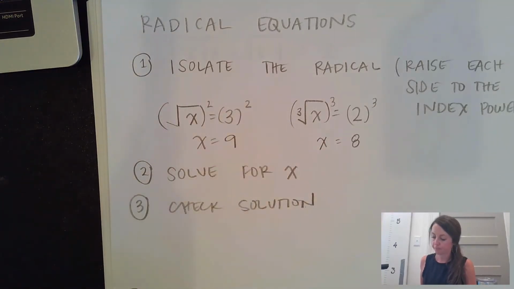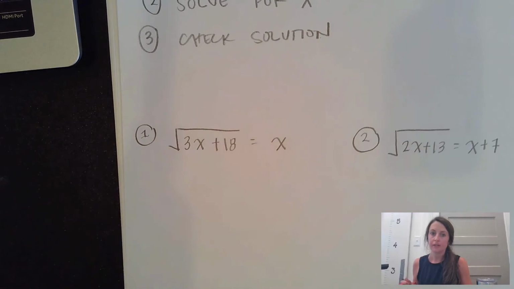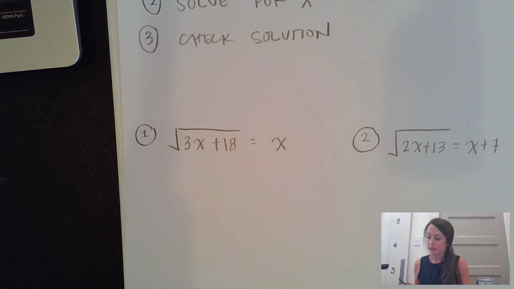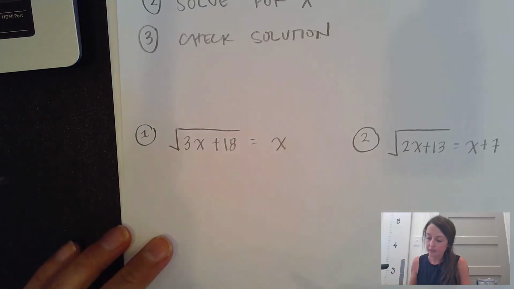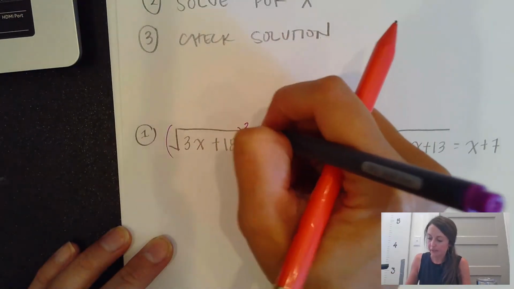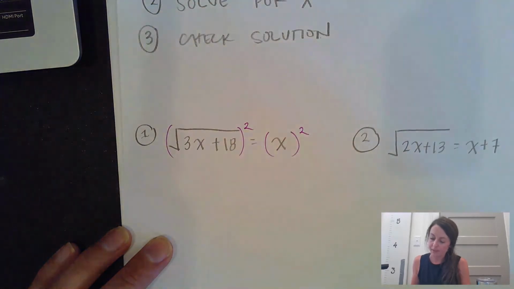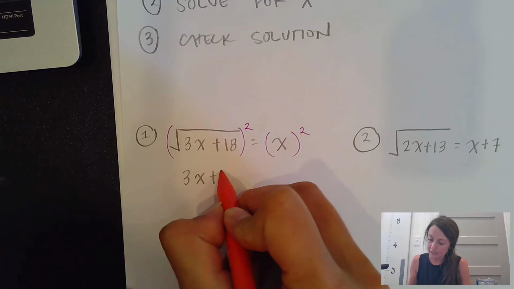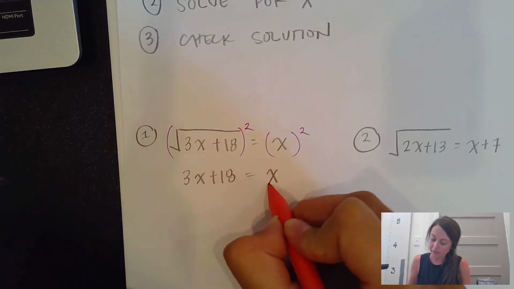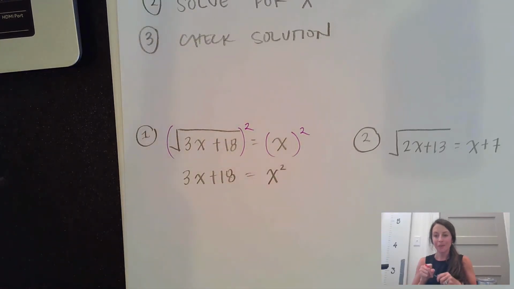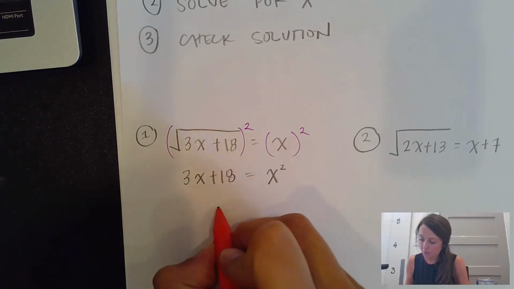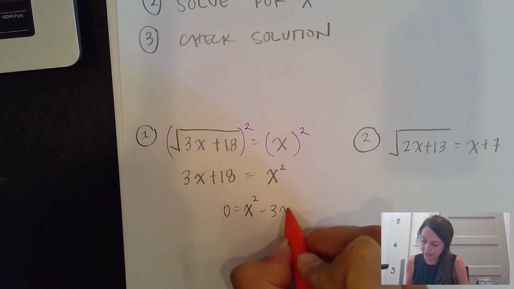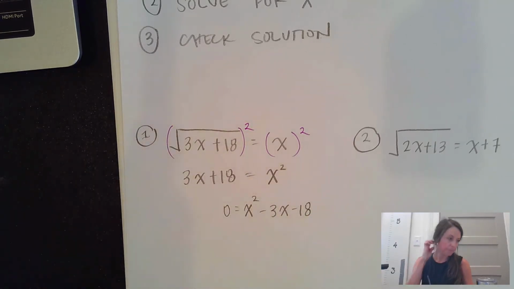Okay, alright, so let's look here. I've got the square root of 3x plus 18 is equal to x. So that radical is already isolated, so I'm going to go ahead and square both sides. Here I'm going to have 3x plus 18. The radical goes away, and I'm left with x squared. Now this is a quadratic equation, so I want to get everything to one side. So I'll have x squared minus 3x minus 18.